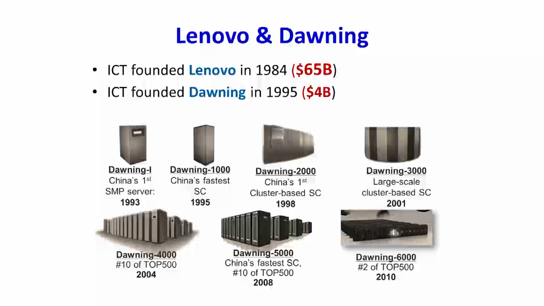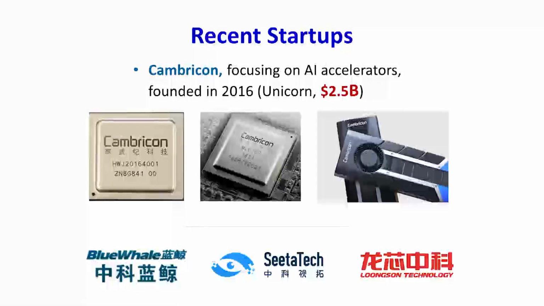So we have built a series of supercomputers. Now we are building the latest one, called Dawning 7000, which will be released next year. And we also have many startups. Recently, there's Cambricon. This is focused on AI accelerators, founded 2 years ago, but now already a unicorn. So that is a brief introduction of ICT.